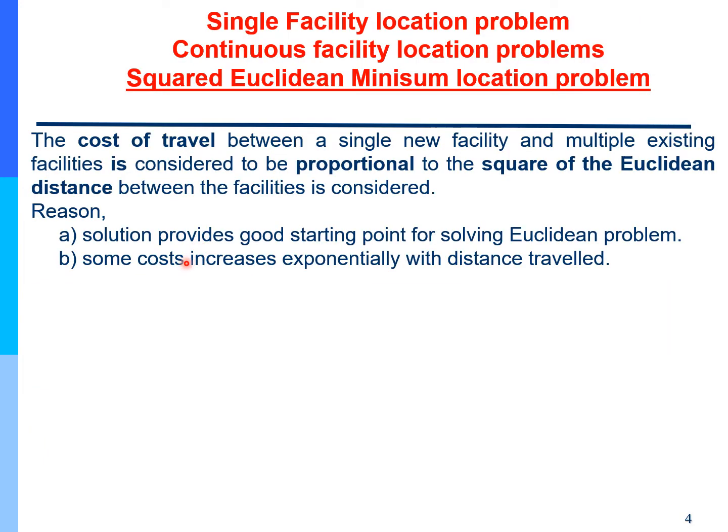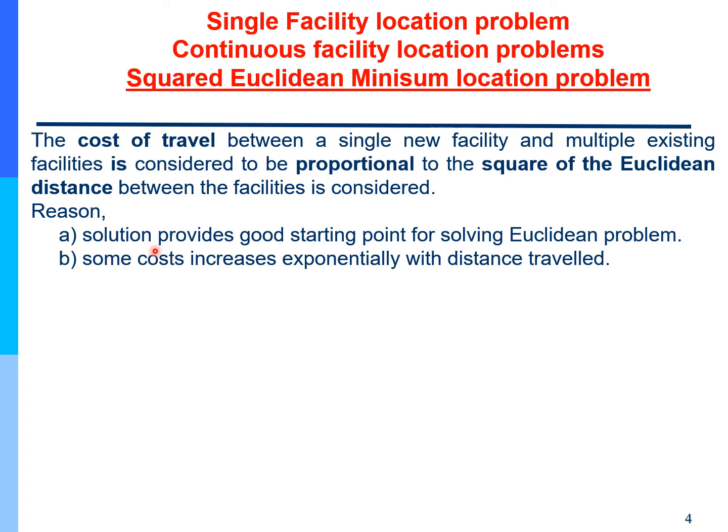Okay, so let's consider the squared Euclidean minisum location problem, which is called the gravity problem. Why do we have such a squared Euclidean distance? As I told you, in some cases the costs or distances or the strength of the signal increases exponentially with the square of the distance traveled.